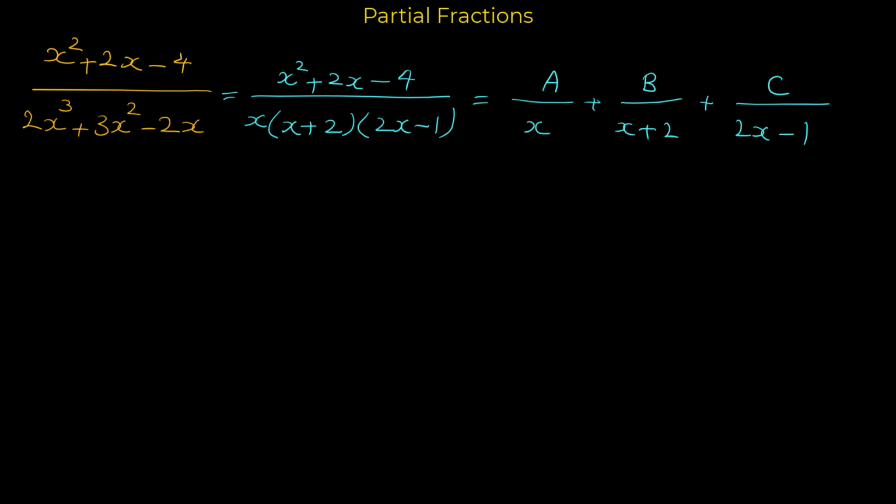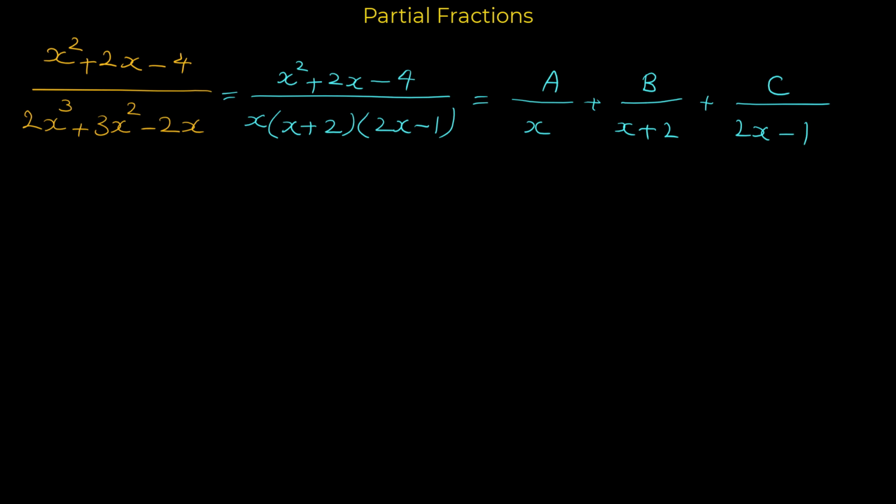Later, after we finish finding A, B, C, I will show you another method that can be helpful for some students for finding A, B, C. Sometimes the students find that method easier. But for now, let's start finding A, B, C with the standard method. We multiply both sides by x times x plus 2 times 2x minus 1.